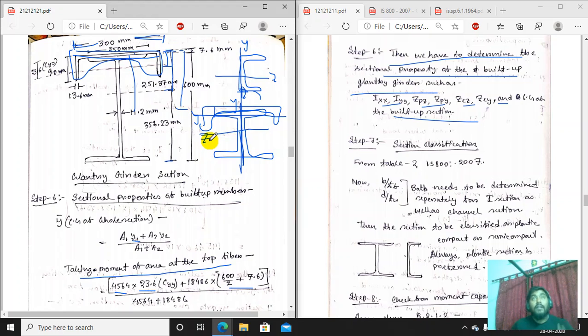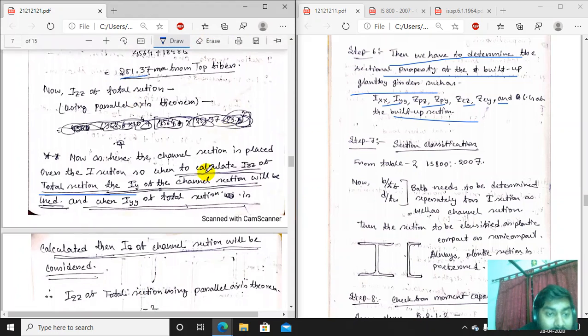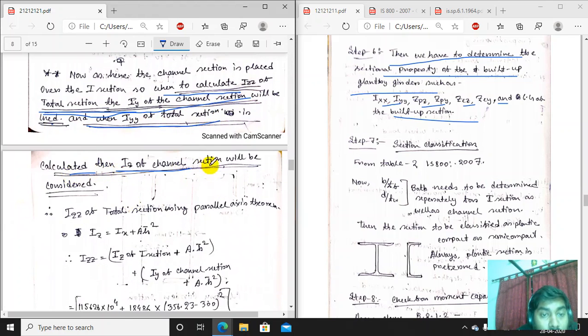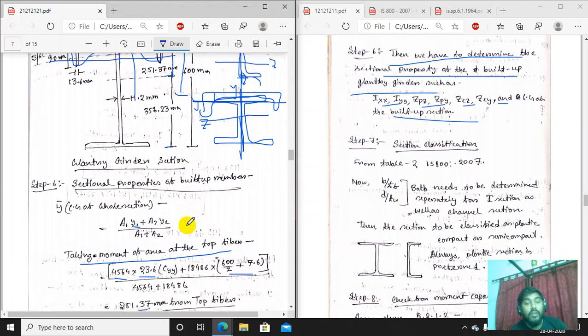Very carefully listen, because this is the main part. IY of the channel section will be considered because IY passes through the Z axis. The Y axis of the channel in this picture is now becoming the IZ. Similarly, the Z axis of the channel is now becoming the Y axis. I have written that here also: to calculate the IZZ of the total section, the IY of the channel section will be used, and when IYY of the total section is calculated, the IZ of the channel section will be considered because of that concept. Very carefully listen and understand.